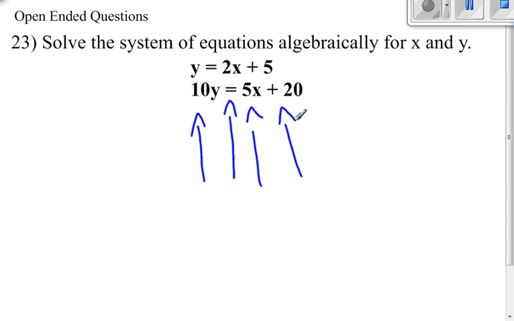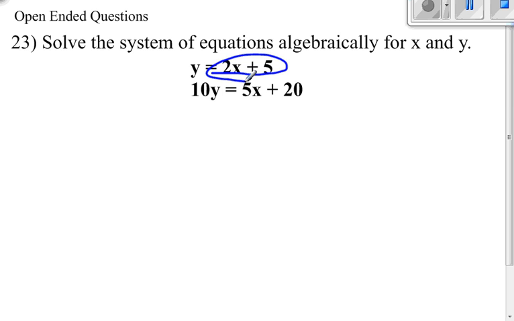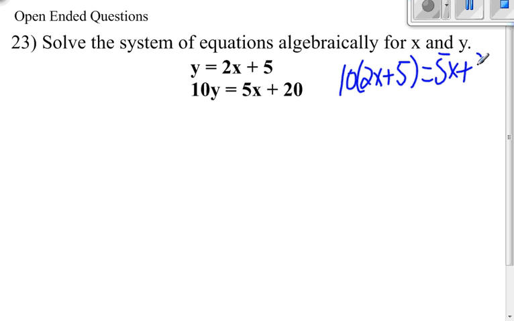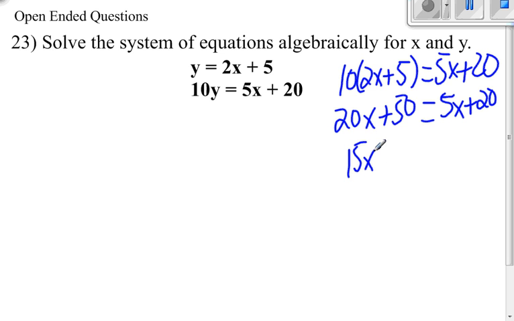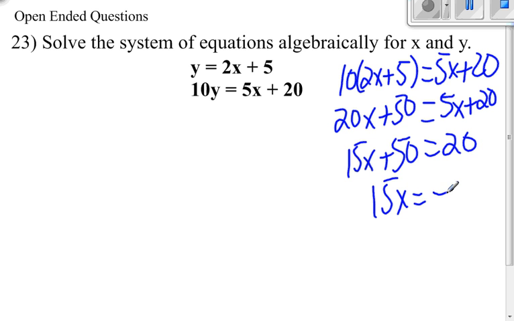Let's first do substitution. You're going to take the first equation, y equals 2x plus 5, and substitute it for y. So we get 10 times (2x plus 5) equals 5x plus 20. That's 20x plus 50 equals 5x plus 20. Subtract 5x from both sides: 15x plus 50 equals 20. Minus 50 from both sides: 15x equals negative 30. Divide by 15, x equals negative 2.